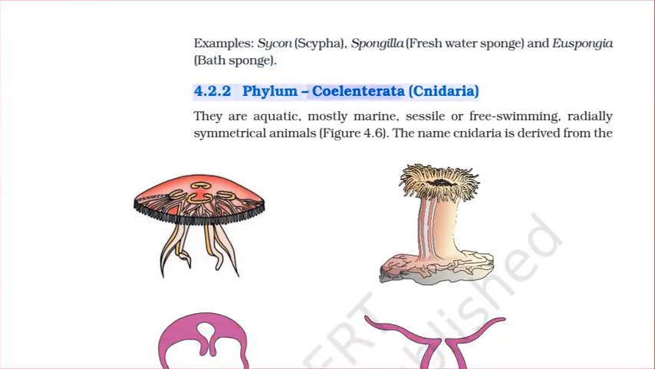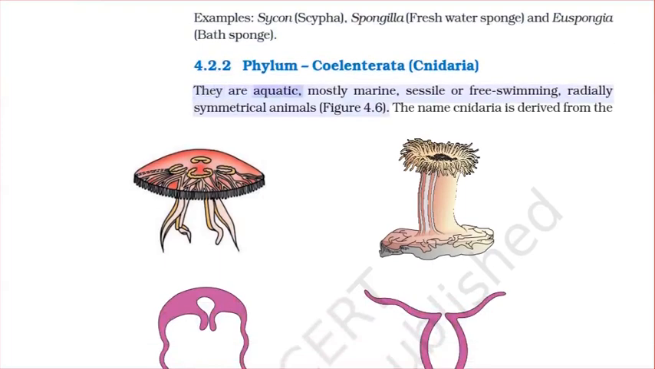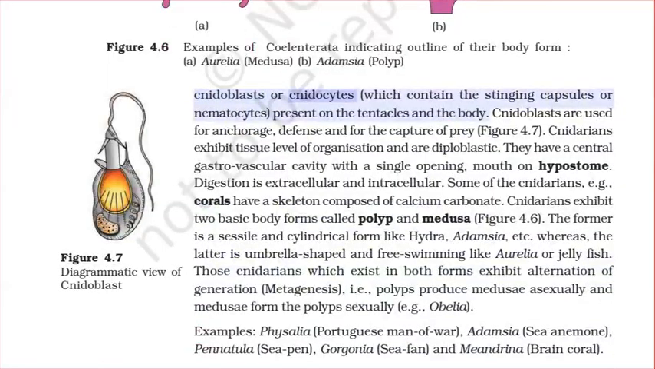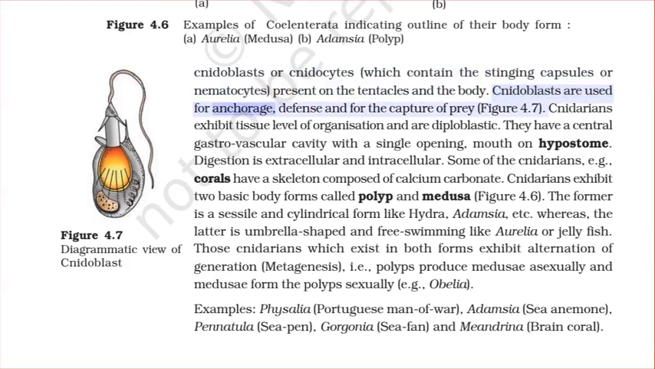4.2.2 Phylum Coelenterata (Cnidaria). They are aquatic, mostly marine, sessile or free-swimming, radially symmetrical animals, Figure 4.6. The name Cnidaria is derived from the cnidoblasts or cnidocytes, which contain the stinging capsules or nematocysts present on the tentacles and the body. Cnidoblasts are used for anchorage, defense, and for the capture of prey, Figure 4.7.